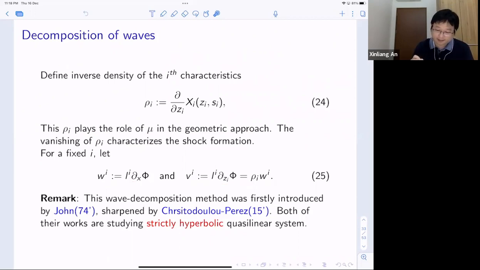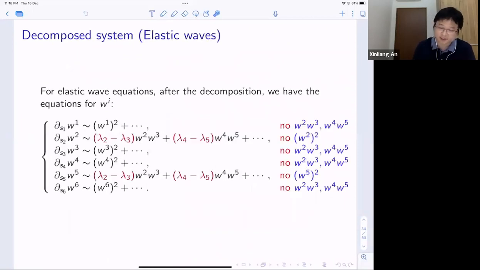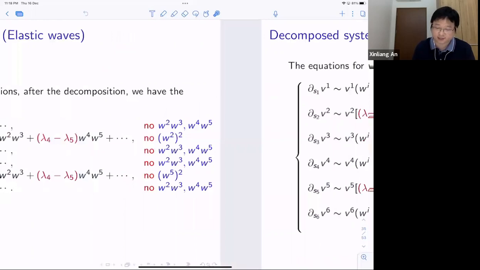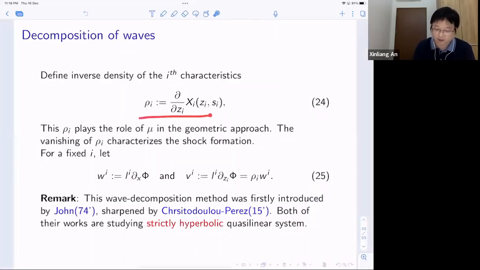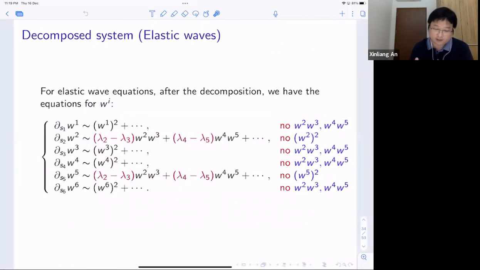We then rewrite the elastic wave and the MHD system using these unknowns. The next page shows what the system looks like using these unknowns. The way of using these three families of unknowns to rewrite the system was first introduced and sharpened by Christodoulou and Paris for the strictly hyperbolic system. But here we generalize this approach to the non-strictly hyperbolic system and also study the ill-posedness.